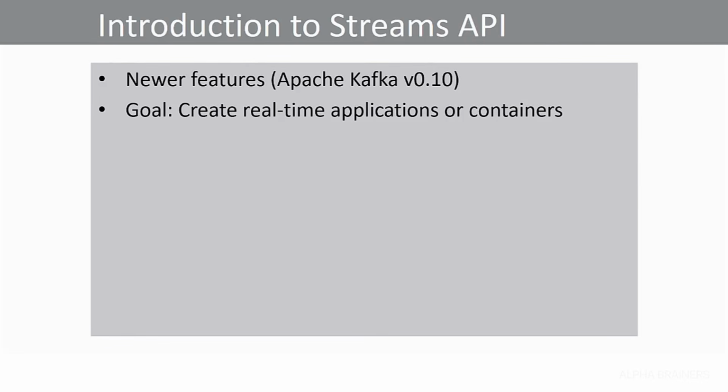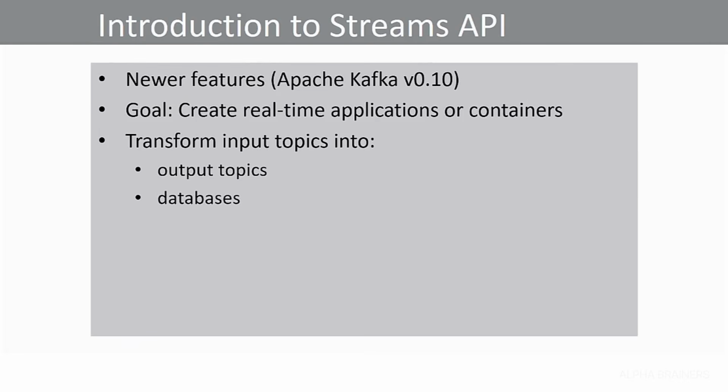So the first thing we'll talk about is the Kafka Streams API. It is a newer feature. It's available in Kafka 0.10 and later. And the goal is really to create these real-time applications or containers that will transform input topics into some other kind of format. So they may be transformed into output topics, they may be transformed into databases or some type of external application or service of some sort.